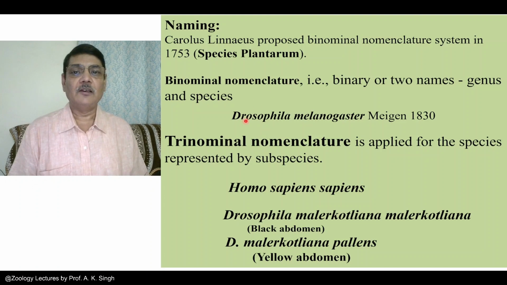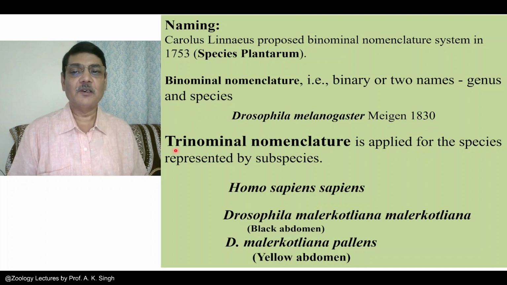For example, if we have to name Drosophila, we name it as Drosophila melanogaster, where Drosophila is the generic name and melanogaster is the species name. Then we write the person who first described this species. He was Mason and he described this species in 1830. So such a description should be there. You have to name the animal species by its genus and species name. Then you should write the person who first described it and the year when it was first reported.